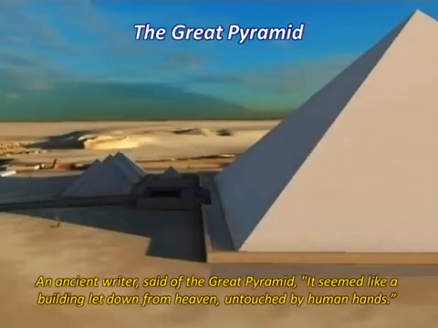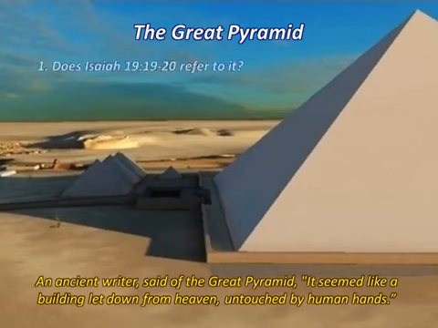Of the Great Pyramid, an ancient writer said, "It seemed like a building let down from heaven, untouched by human hands." And this is an artist's rendering of what they believed it looked like. So it was smooth white limestone. We know based on other accounts that it could be seen for many, many miles. So it was like a beacon that stood out because it was on a high plateau overlooking the delta of Egypt and then the Mediterranean as well.